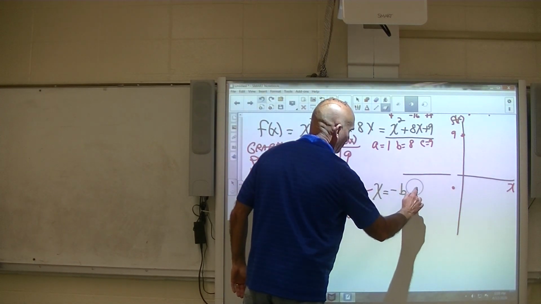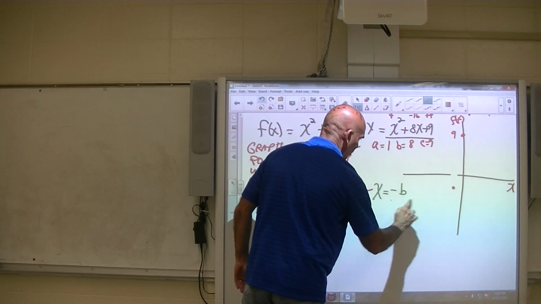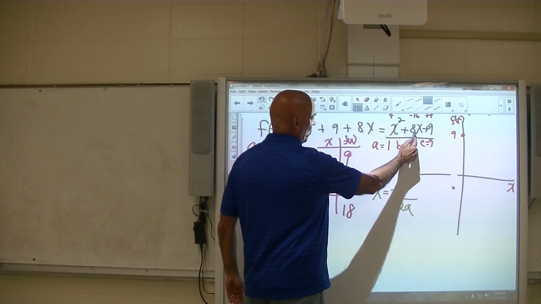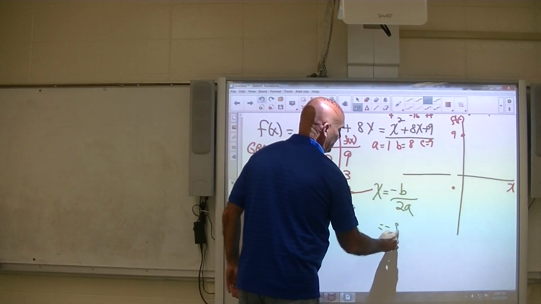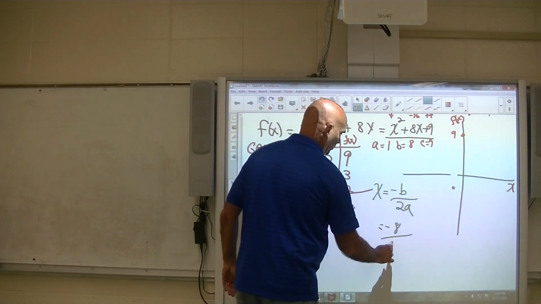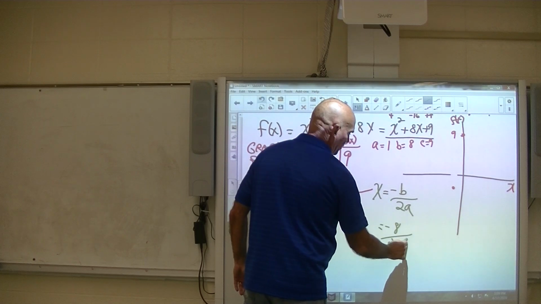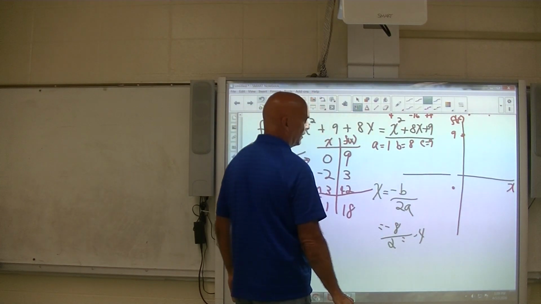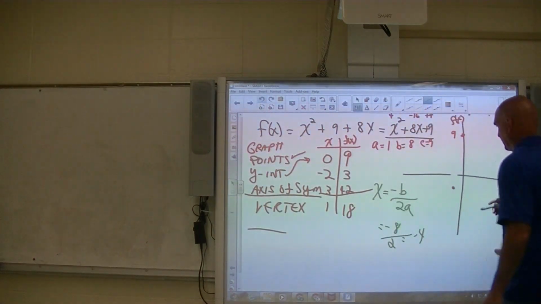X equals -b over 2a. All right, so when I look at my a and b, here we go. So -b is -8 over 2 times a, which is 2 times 1. So -8 over 2 is -4. So the line x equals -4 is what we're looking for, the axis of symmetry.